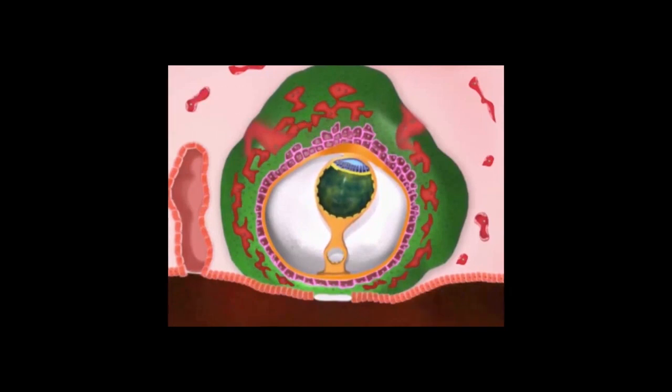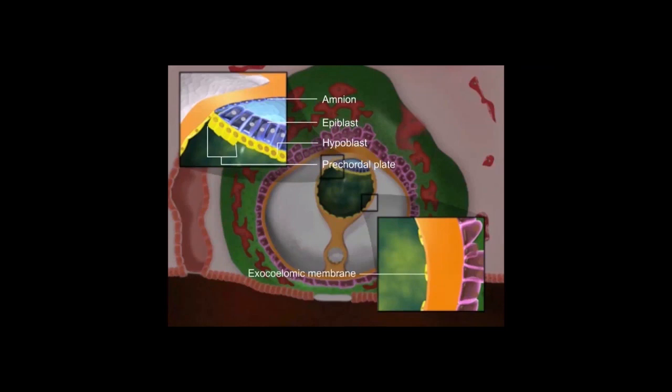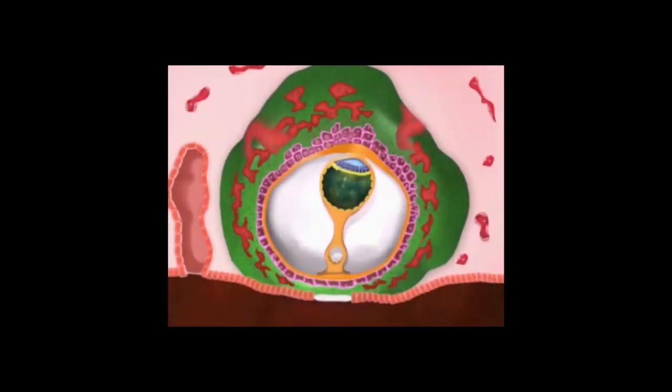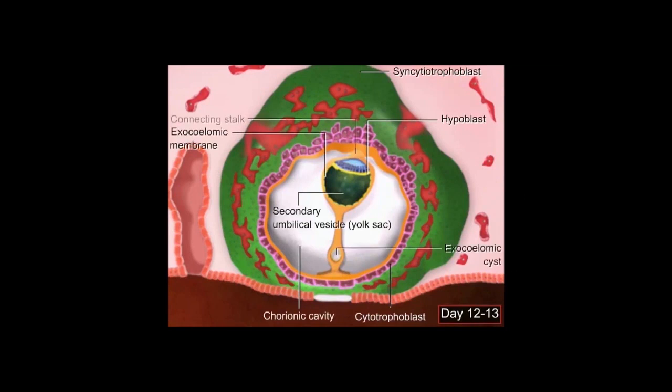The extraembryonic somatic mesoderm fuses with the cytotrophoblast and syncytiotrophoblast to form the chorion, which becomes the wall of the chorionic cavity. A small circular and thickened area of endodermal cells, known as the prechordal plate, appears and serves as an organizer region. The embryo, amniotic cavity, and secondary umbilical vesicle are suspended in the chorionic cavity by the connecting stalk.